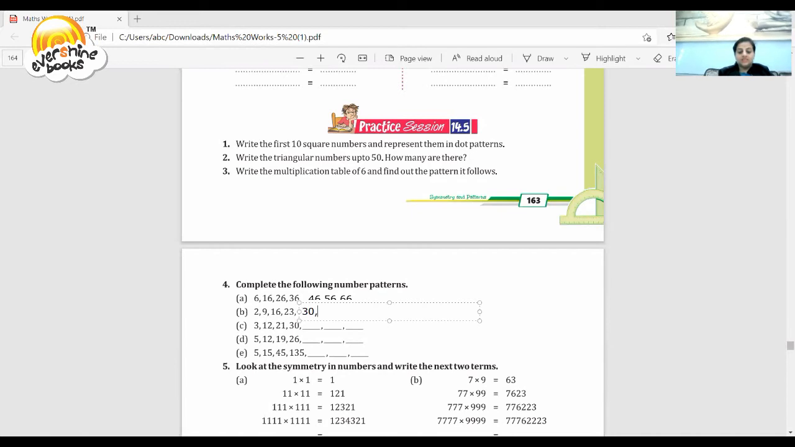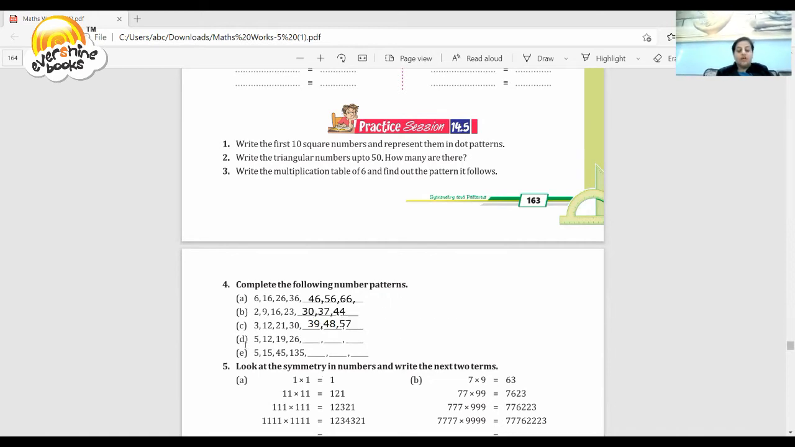30 plus 7 is 37. 37 plus 7 is 44. Like this. Now 3 and then 12 is coming. It means 9 is going to be added. 3 plus 9 is 12. 12 plus 9 is 21. 21 plus 9 is 30. 30 plus 9 is 39. 39 plus 9 is 48. 48 plus 9 is 57.